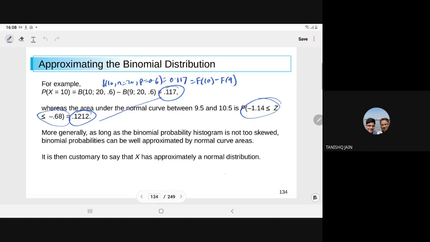Actually, for p equal to 0.5, we have the exact symmetric graph for the binomial distribution and for the normal also. But when p is not 0.5, then on one side we have a bigger graph and on the other side a smaller graph. So it is not symmetric like this.